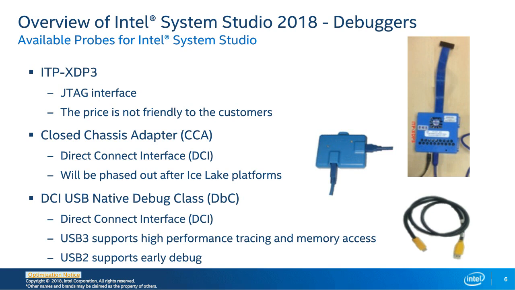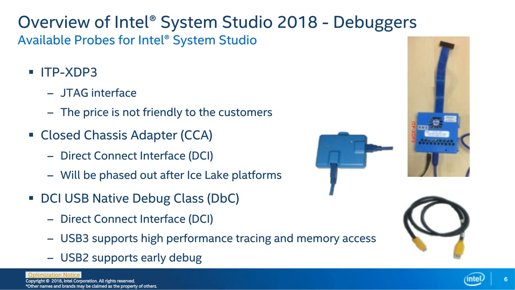That's the reason why Intel developed another debug interface called Direct Connect Interface, abbreviated as DCI. The DCI is a physical path on PCH. Intel designed two probes to connect to the target platform through DCI. One is closed chassis adapter, abbreviated as CCA. This powerful adapter can start working when ME is ready, which means it provides debugging capability in the early stage. The price of it is much cheaper than ITP-XDP3 and affordable for all customers.